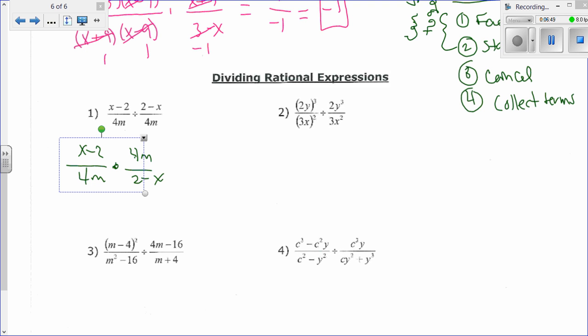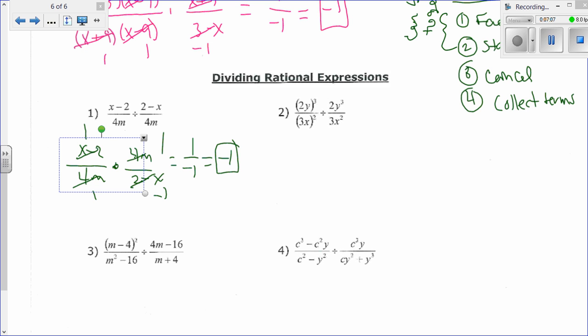So now I can cancel. So my 4m's cancel. And I have x minus 2 and 2 minus x. That becomes a positive 1. That becomes a negative 1. So I have 1 over negative 1, which is just negative 1.